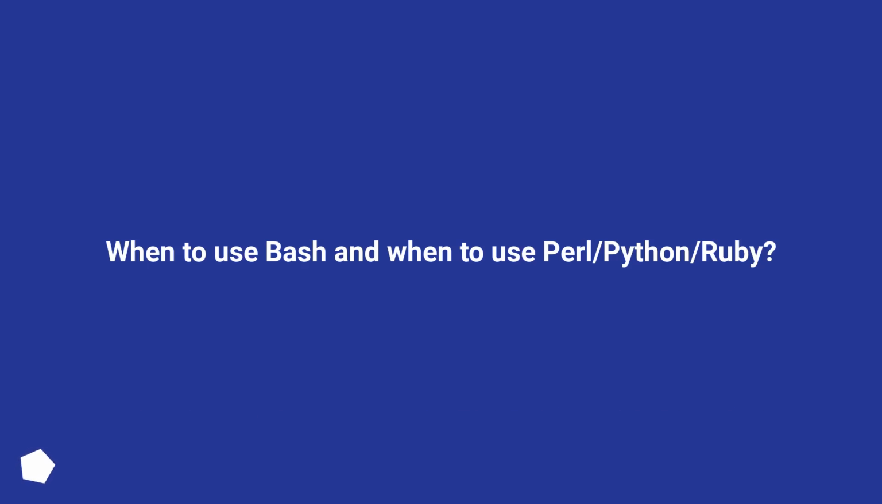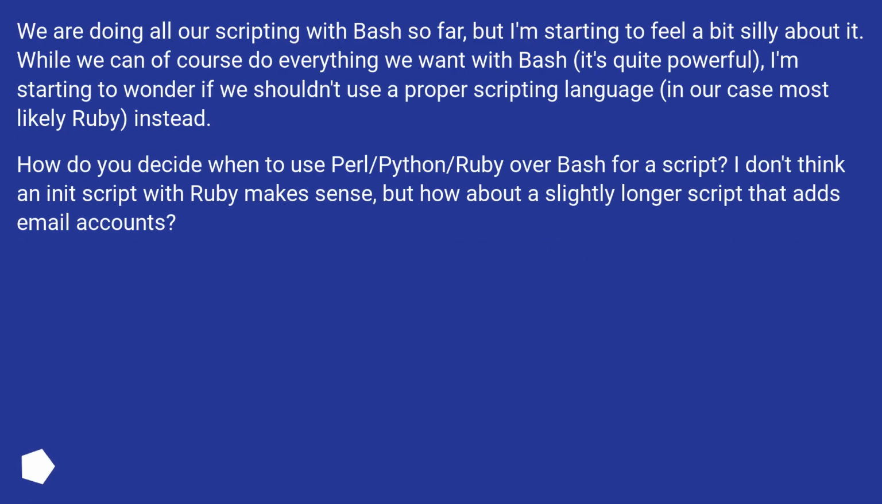When to use Bash and when to use Perl/Python/Ruby. We are doing all our scripting with Bash so far, but I'm starting to feel a bit silly about it. While we can of course do everything we want with Bash, it's quite powerful. I'm starting to wonder if we shouldn't use a proper scripting language, in our case most likely Ruby, instead. How do you decide when to use Perl/Python/Ruby over Bash for a script?